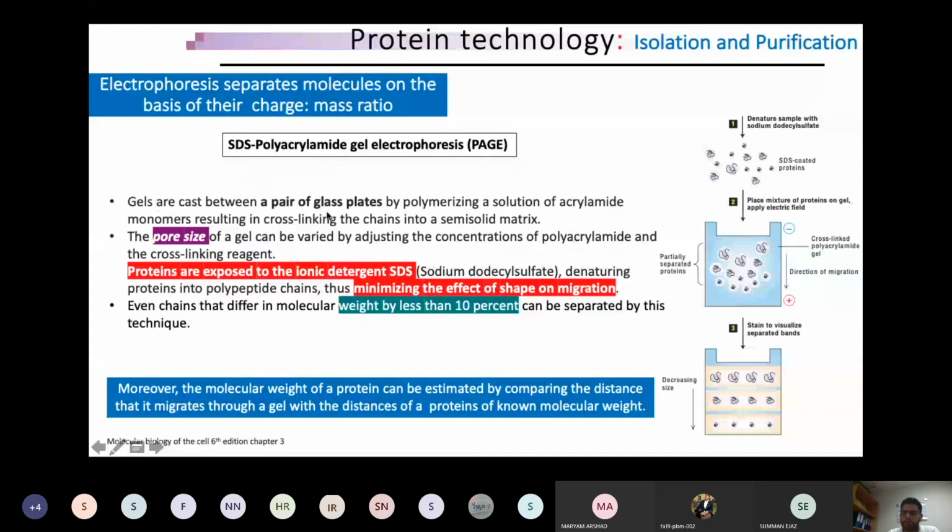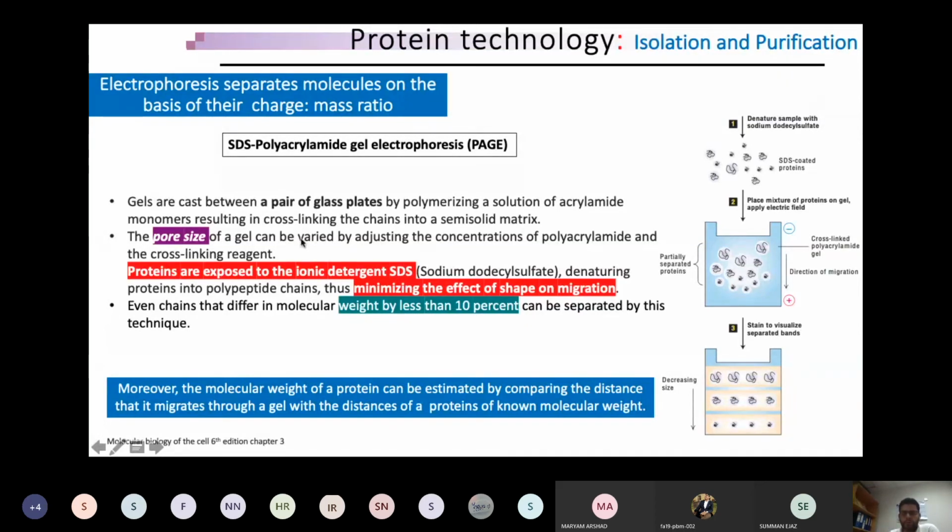You make the gel in a pair of glass plates. So you have a pair of glass plates like this, and you pour the gel mixture in these glass plates, and this is the polymerizing solution of acrylamide. So acrylamide is the molecule which is going to be polymerized and then cross-linked and then make a semi-solid matrix, a gel-like stuff.